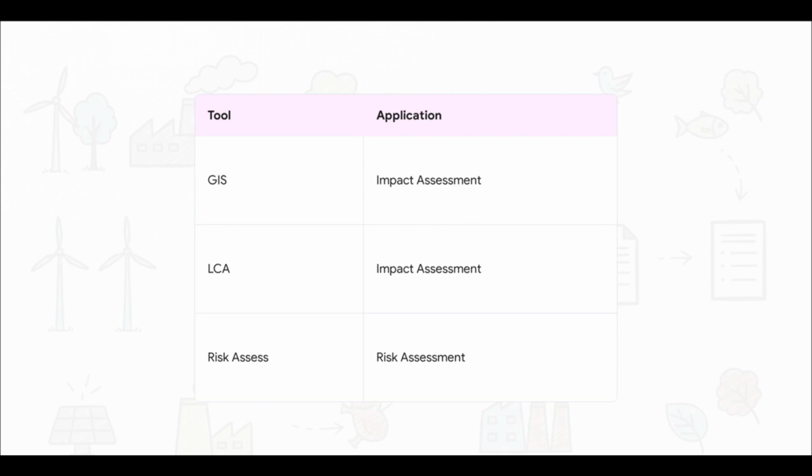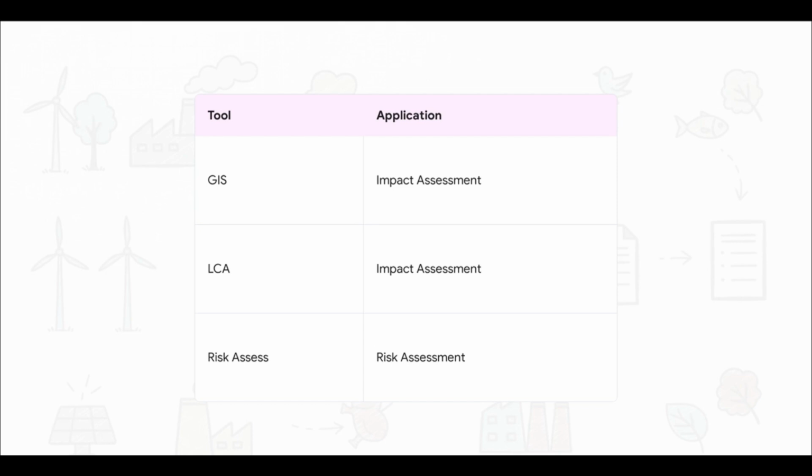Next is LCA, or Life Cycle Analysis. Its application is life cycle tracking. This means we're not just looking at the direct construction phase. We are looking at the entire cradle-to-grave environmental cost. If we're building a massive battery plant, LCA tracks the impact of extracting the raw lithium, operating the facility for 30 years, and finally, safely tearing it all down.